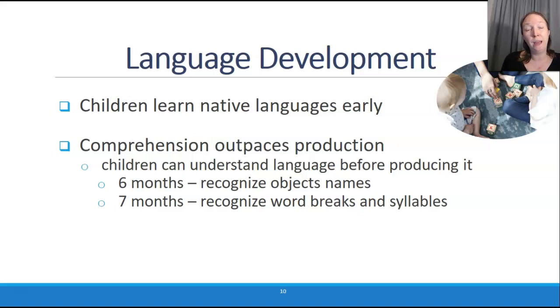Comprehension, though, can outpace production. What we mean by that is that children can understand language faster than they can produce it themselves. So by 6 months, a child can recognize an object's name and maybe point. So if you say Dolly, Dolly, they can probably find their dolly. By 7 months, they can recognize word breaks and syllables. So if you say happy baby, they can often follow along that means happy baby. They don't necessarily think it's 4 different words.